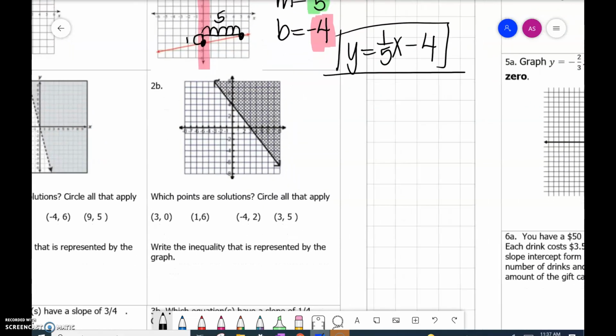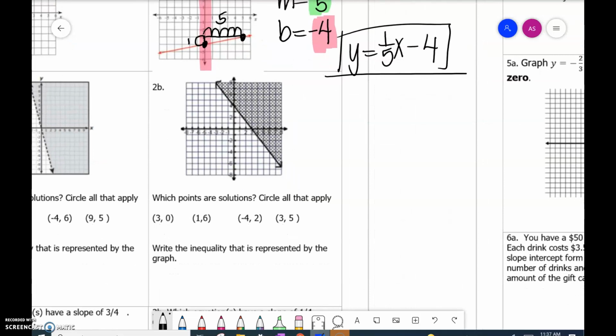All right, number 2b, we have an inequality here. It says which points are solutions. So one thing that we know about solutions is that they are in the shaded area. So that's the key thing that you want to remember. So all I need to do is plot these points and see if they fall in the shaded area or not. Now, one thing we also notice is that we have a solid line. So those points that fall on the solid line will also be included in our solution set.